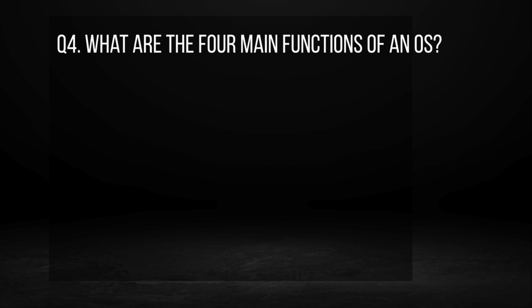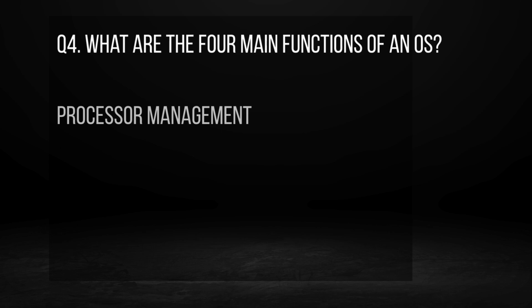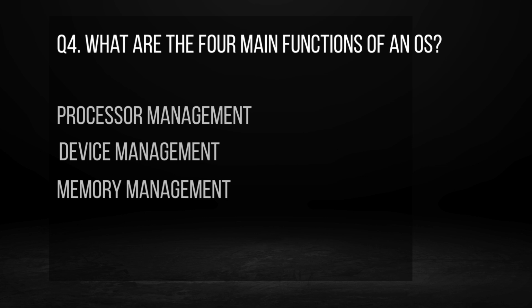What are the four main functions of an operating system? Processor management, device management, memory management, file management. That is, the four pillars of operating system are processor, device, memory, and file management. Always expand with a short line of explanation in exams.